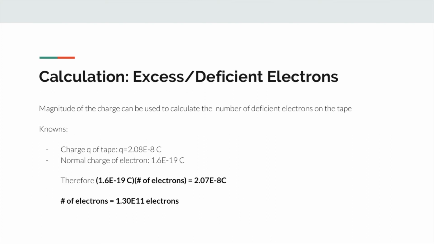Next, to calculate the excess or deficient electrons on the tape, we know the charge of the tape as well as the normal charge of an electron. Therefore, dividing the charge of the tape over the normal charge of an electron gives us the number of deficient electrons as 1.3 times 10 to the 11 electrons.